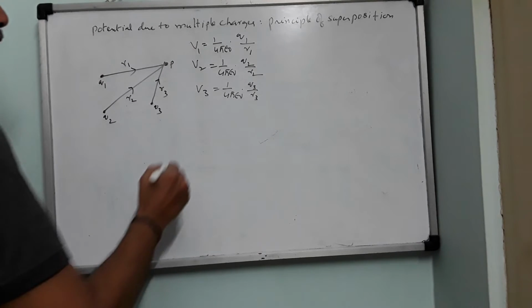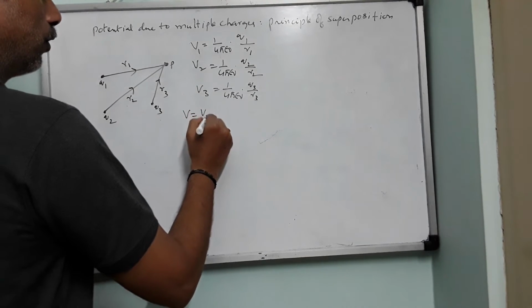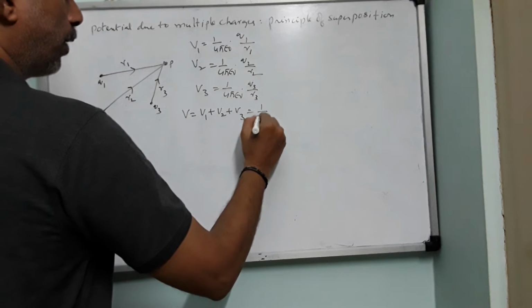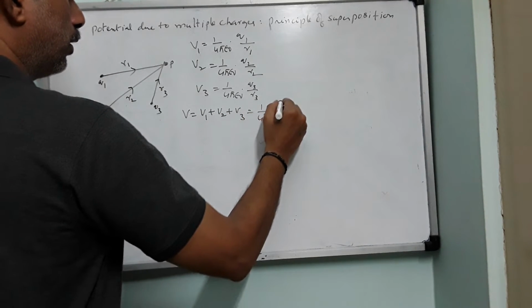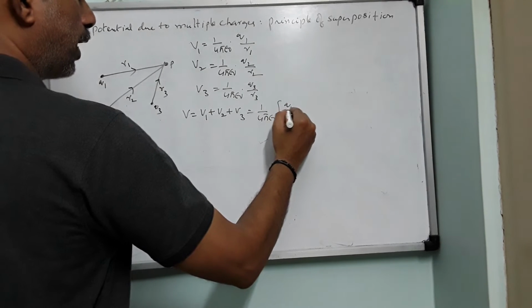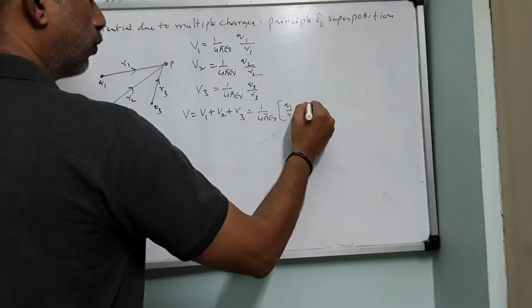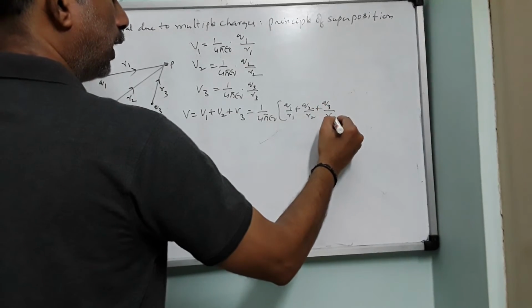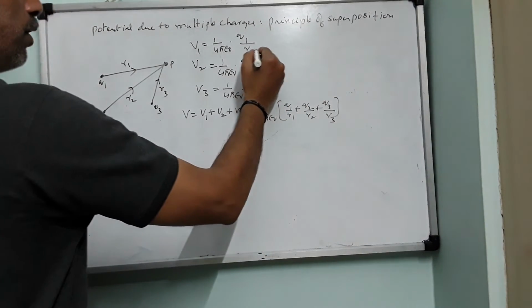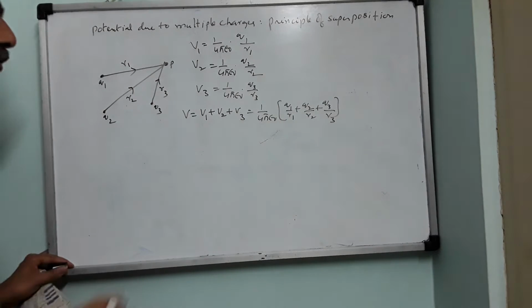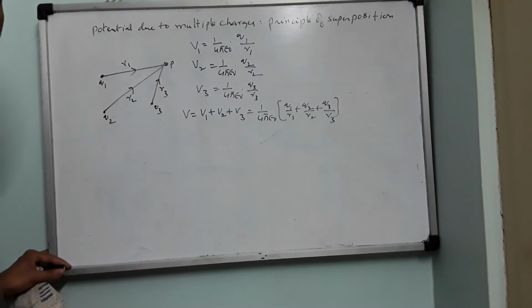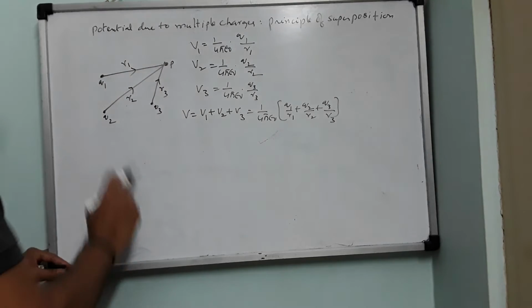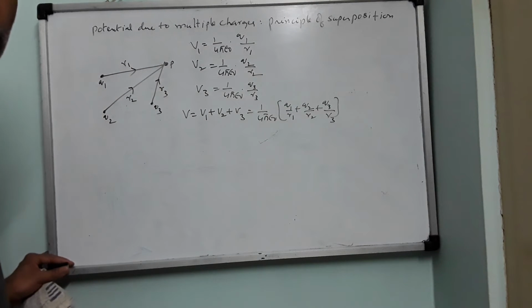So net potential is going to be V equals V1 plus V2 plus V3. That is 1 by 4 pi epsilon 0 common, you will take Q1 by R1 plus Q2 by R2 plus Q3 by R3. If you add a subscript like R1P, R2P, R3P, it will give you the clear meaning that you are calculating potential at point P only. Otherwise also there is no problem.